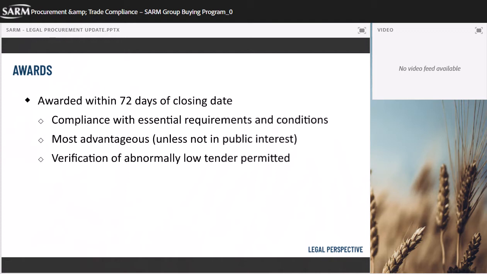There's also a piece in the legislation that allows you to verify any abnormally low tenders. Where you're evaluating strictly on price, there's always a concern that there'll be vendors submitting really low tender amounts and then later raising those values. So if there is something that's abnormally low, you are absolutely permitted to verify that. And that is something that we do in our processes as well.